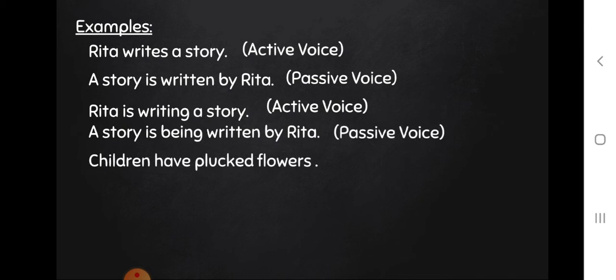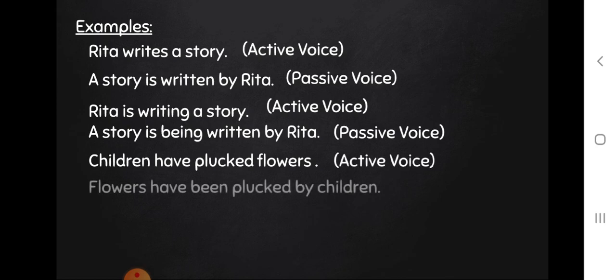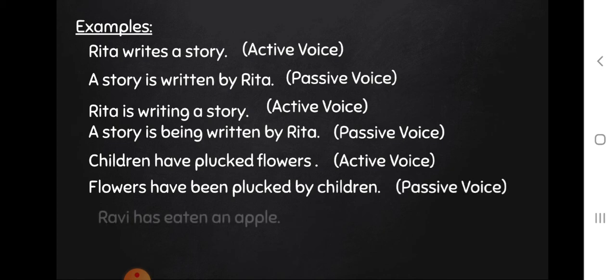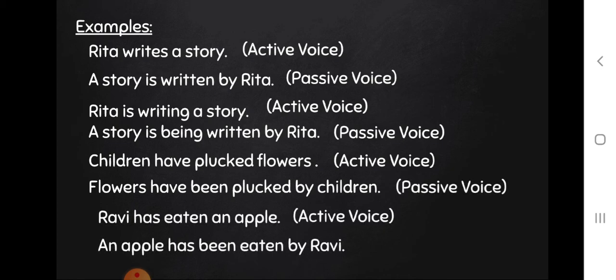Children have plucked flowers. Passive will be flowers have been plucked by children. Ravi has eaten an apple. Passive will be an apple has been eaten by Ravi. So now this is all for the formation of passive voice in present tense. In the next video we will be discussing the formation of passive voice in past tense and future tense. Thank you.